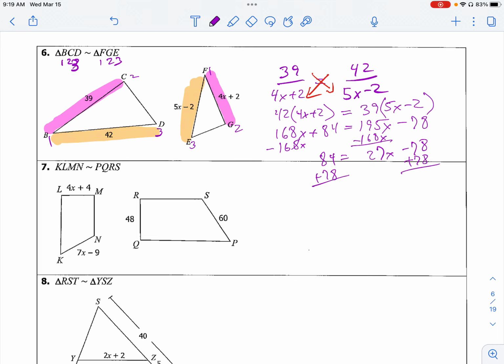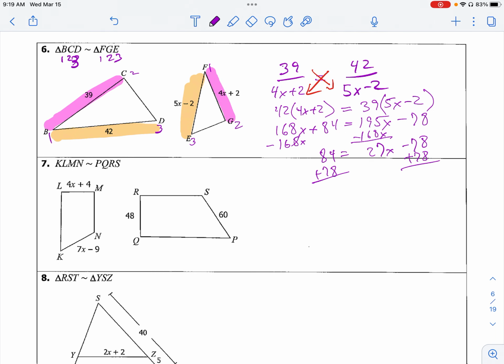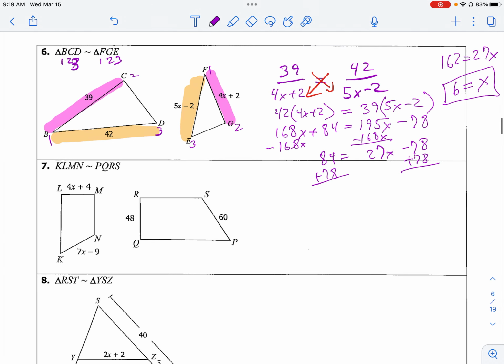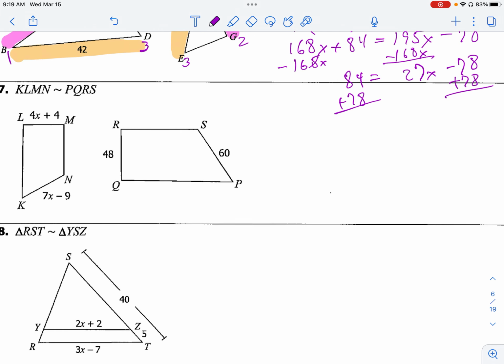And we're going to move up here in the corner to have a little more room to work with. So 84 plus 78 is 162 equals 27x. Divide both sides by 27, and we're going to get 6 equals x. And we're done with that one. And that wasn't so tough. Yes, we had to get our calculator out, but that's okay. That's what we have them for.